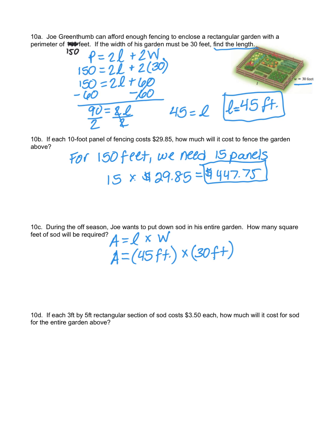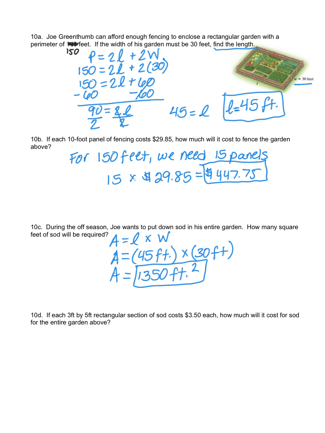And let's go ahead and multiply those together. So 45 times 30 equals 1,350 feet. And remember, this is our area, so it's feet squared. And that would be our answer.